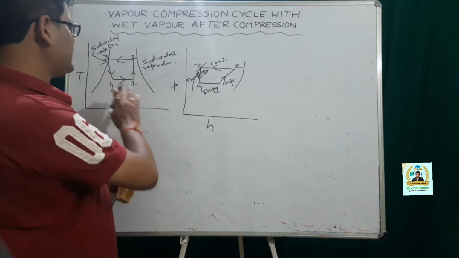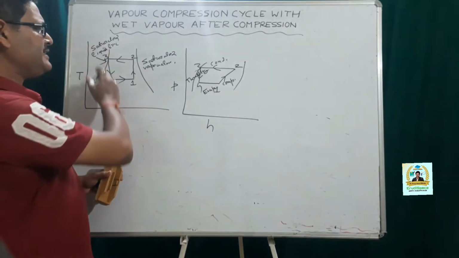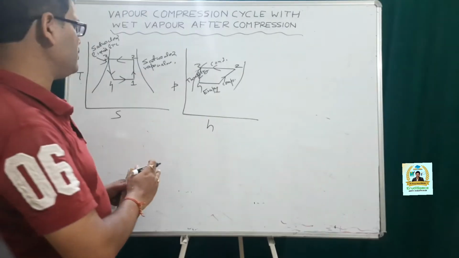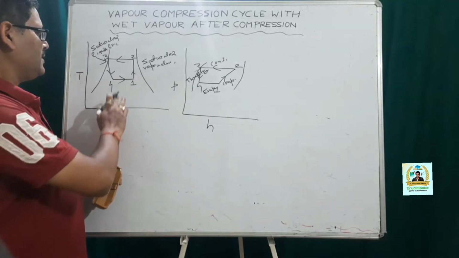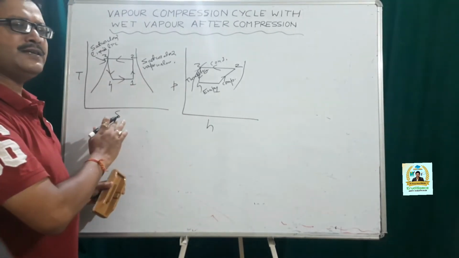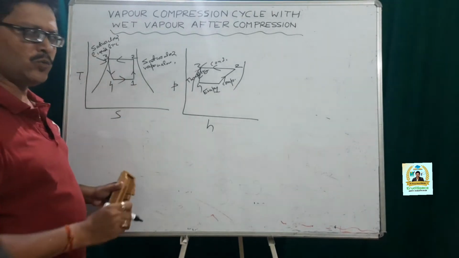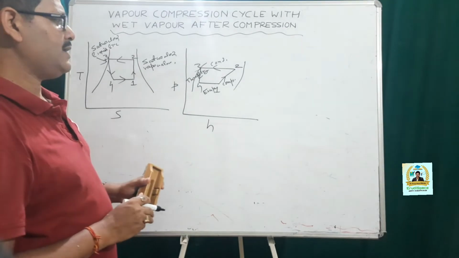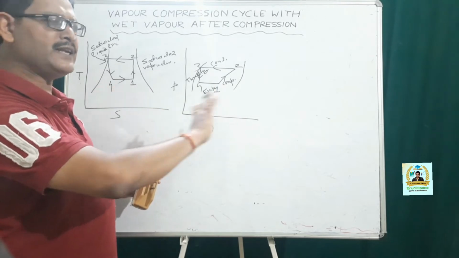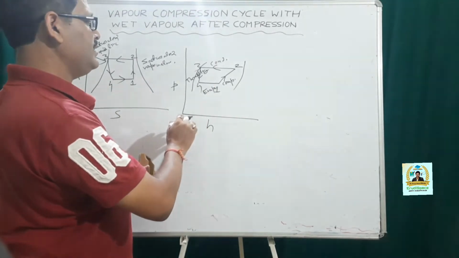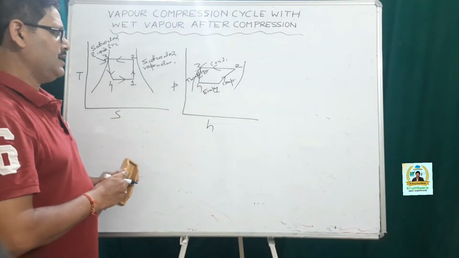And after that, it is taken to the refrigerator or evaporator, and as its temperature and pressure are significantly reduced, it receives the latent heat from the space to be cooled, and as a result its condition changes from 4 to 1. In this particular case, the dryness fraction is increased significantly, but it never attains a complete saturated vapor condition.